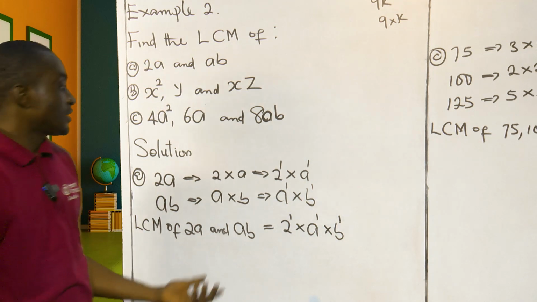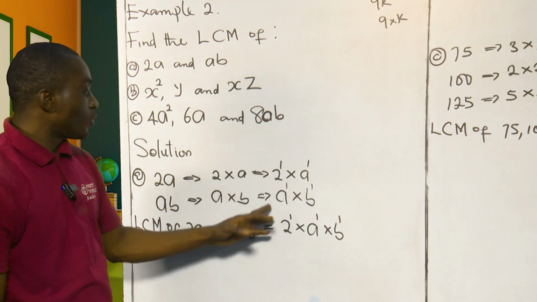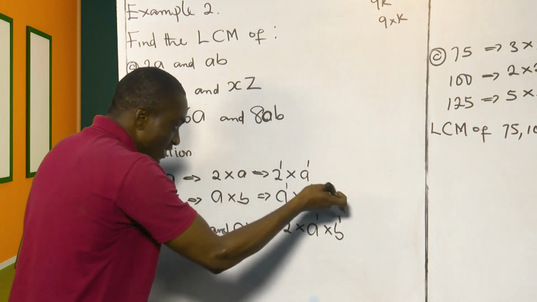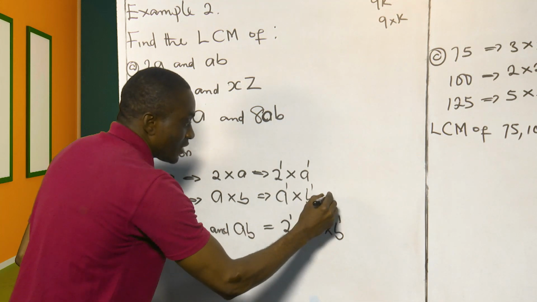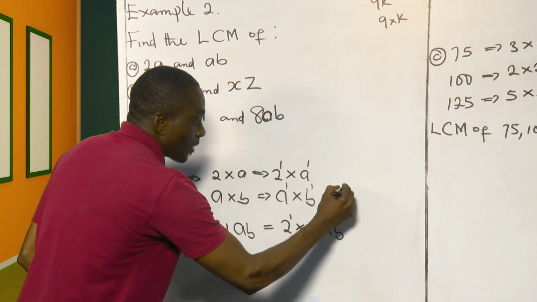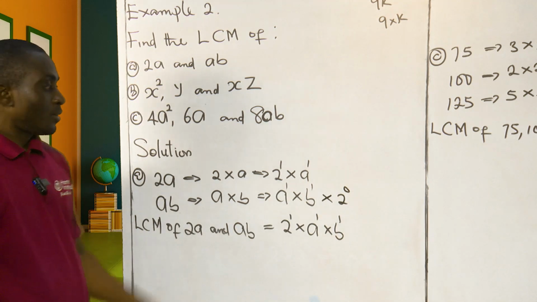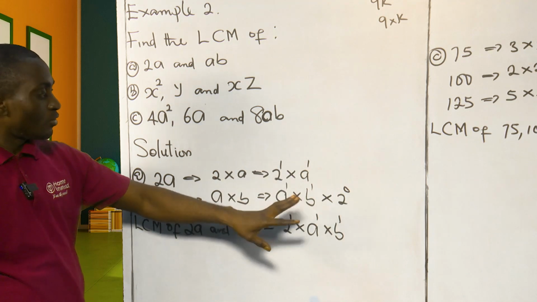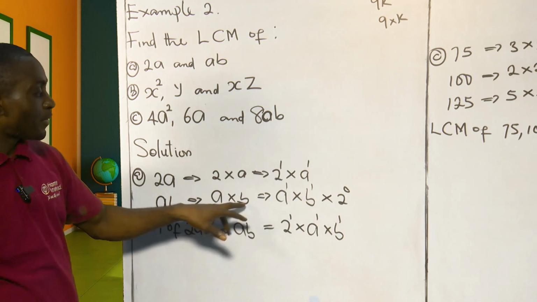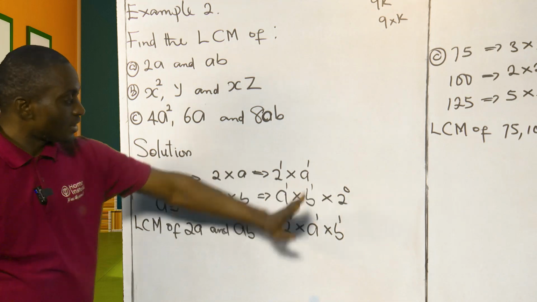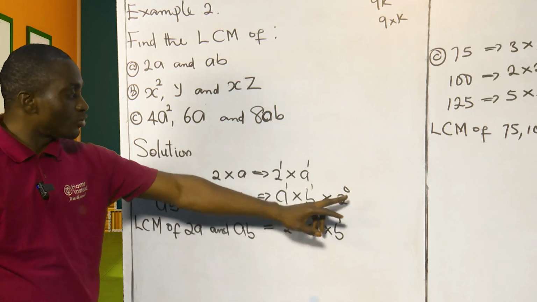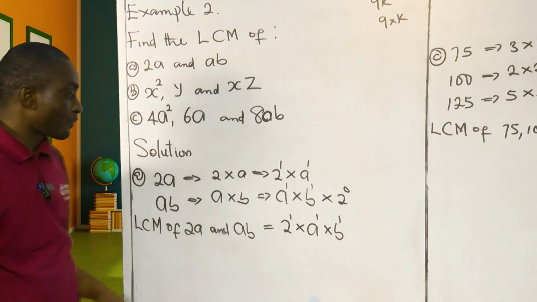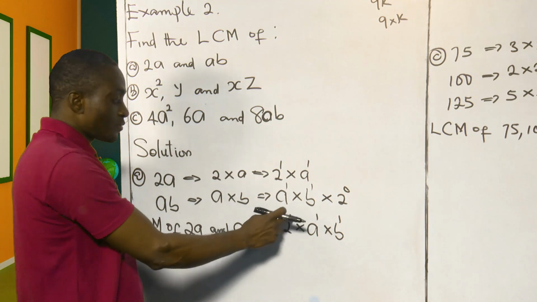You know what I mean by that? We have 2 raised to power 1 here. We don't have any base of 2 here. It means that on this line, it's like having 2 raised to power 0, because 2 raised to power 0 will give us 1, and 1 multiplied by this doesn't change the value of A multiplied by B. It's still the same thing. So it's like having 2 raised to power 0 here, which makes this one to be of higher power. So 2 raised to power 1.